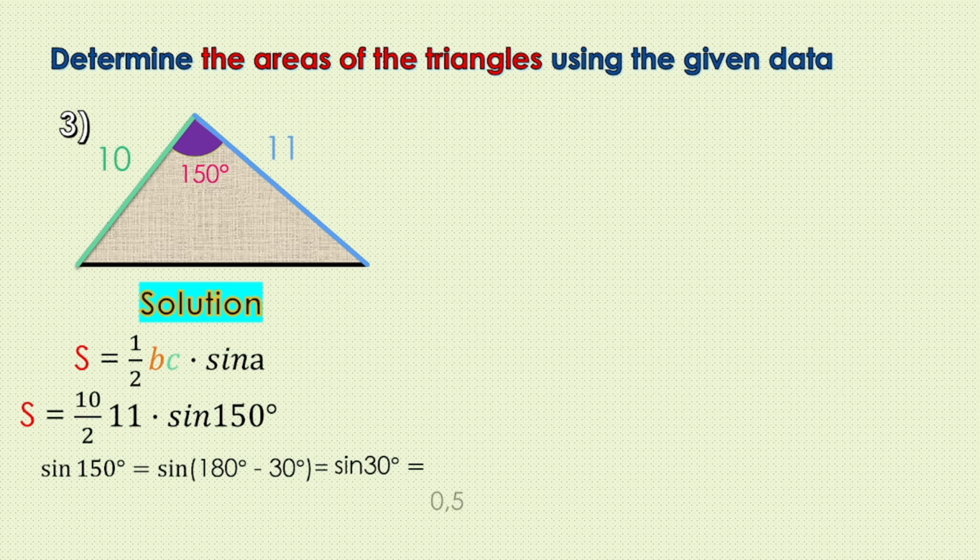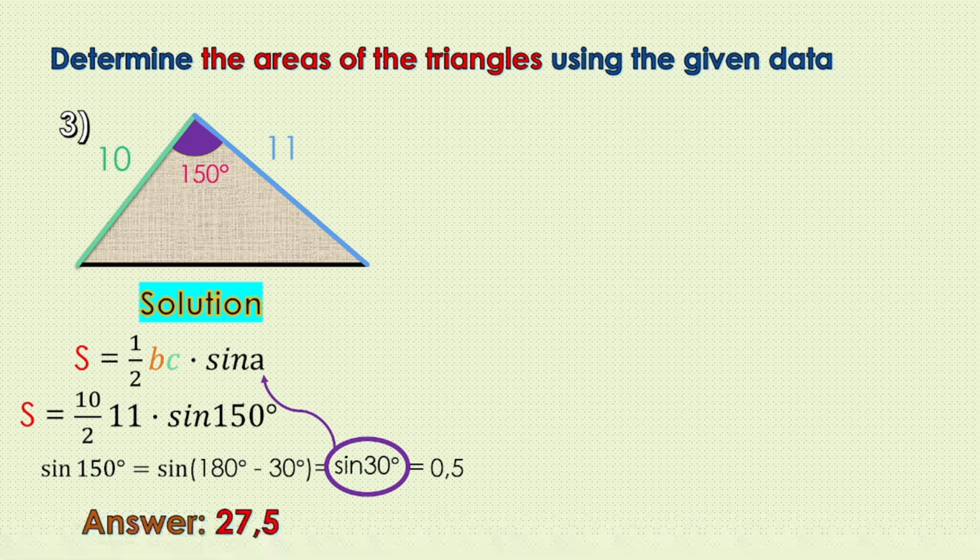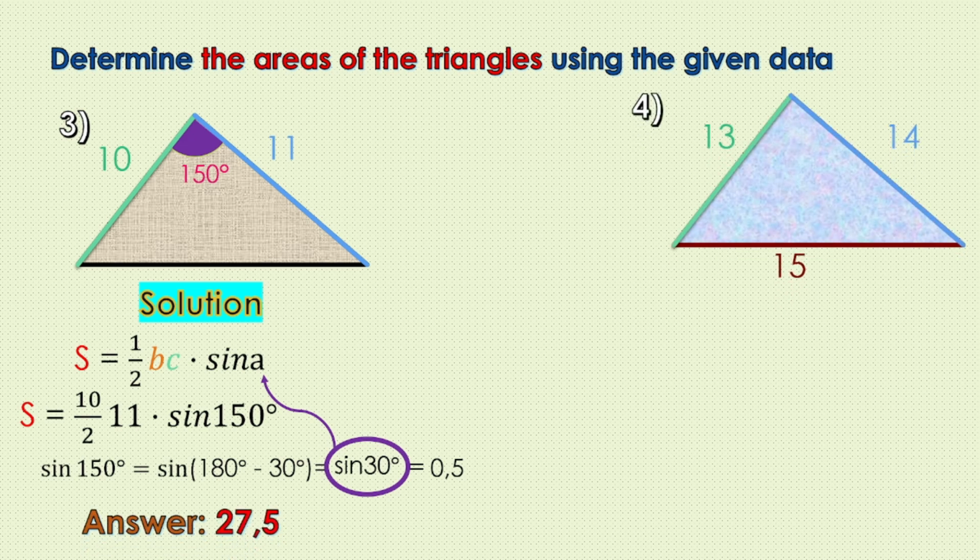And sine 30 already has the tabular value of 0.5. And when we substitute this number 0.5 here, well, that's it. There is already an area, 27.5. And the fourth problem, such a plot. What to do here? When you have all the sides given, then it is easier, quickly, Heron's formula.